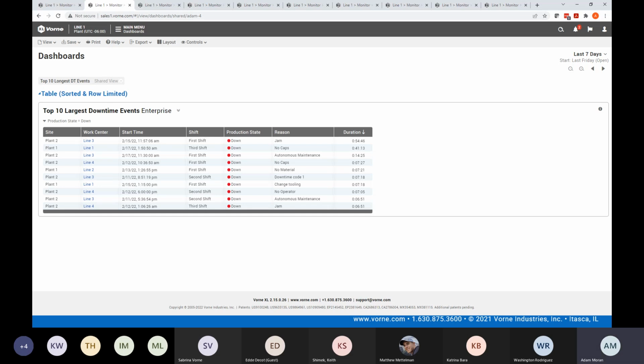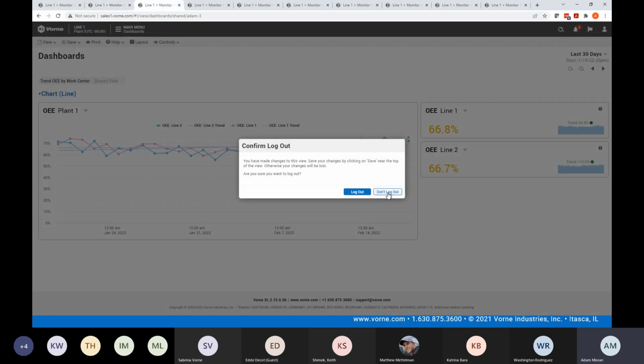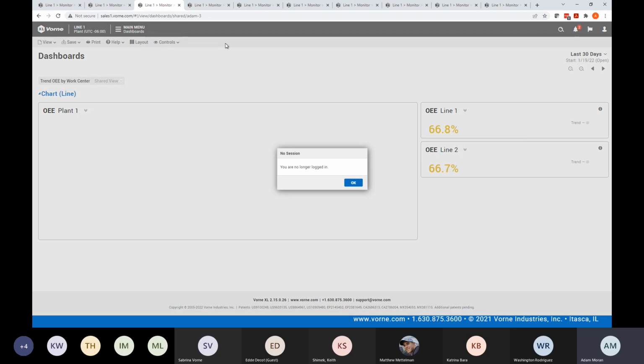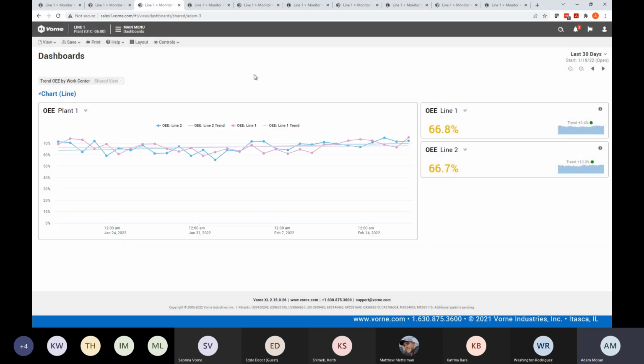So thus far, we've been talking about downtime pretty significantly, and that's going to fall into our OEE calculations. Now we're going to be looking at OEE as an overall metric. And specifically, we're going to be looking at our trended OEE by work center. Now, this is going to bring into a new concept, which is our audience, and then also the data view.